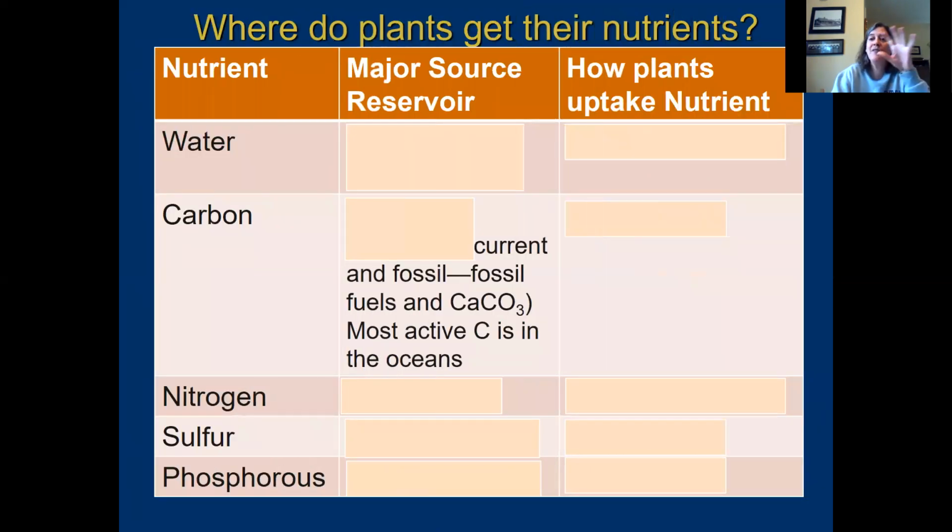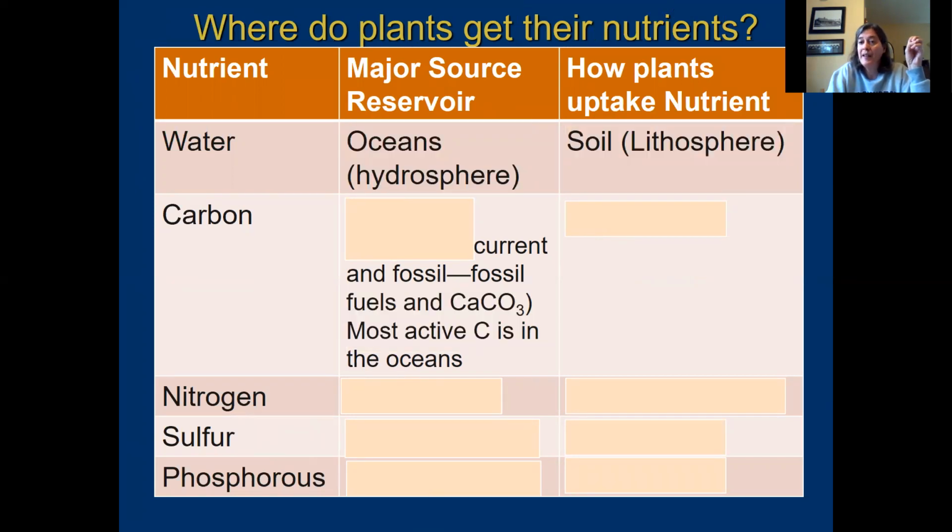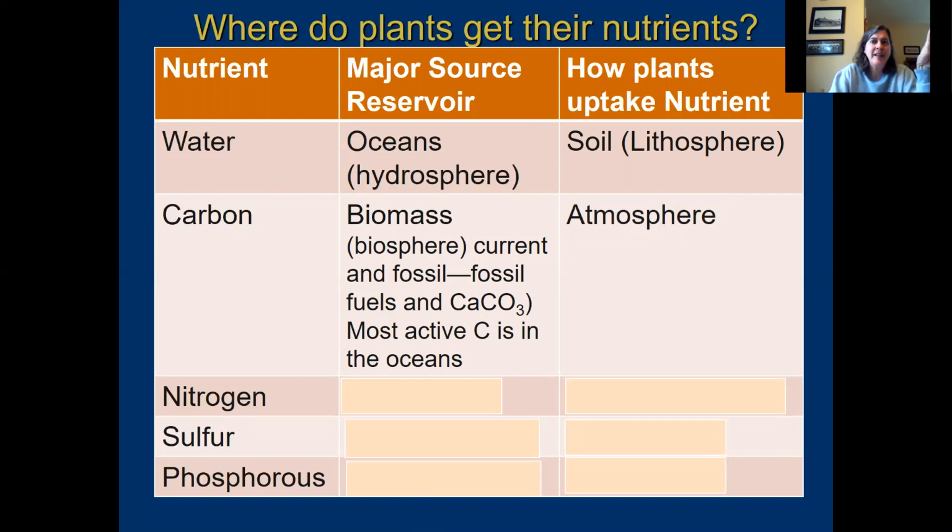All right, so finally, kind of like a synthesis slide. Major reservoirs, and then how do we get them into organisms? So water, the major reservoir is the hydrosphere. How do they get it? Through the soil, otherwise known as part of the lithosphere. Carbon, its major reservoir is going to be all the biomass on planet Earth. And there is a lot in rocks and whatnot, but when you're talking about cycling, when it's in rocks, it's locked up for millions of years. So the major source for carbon is going to be the biomass.